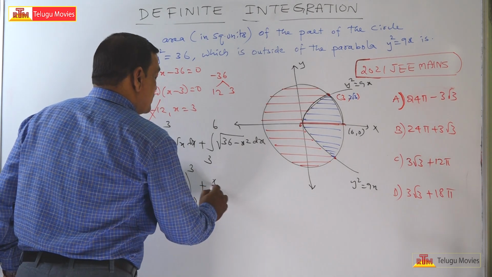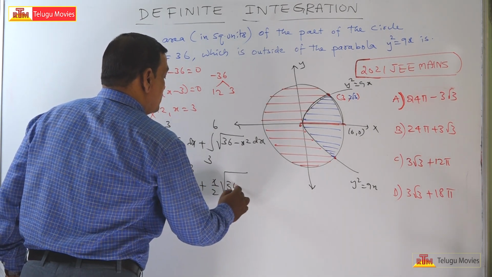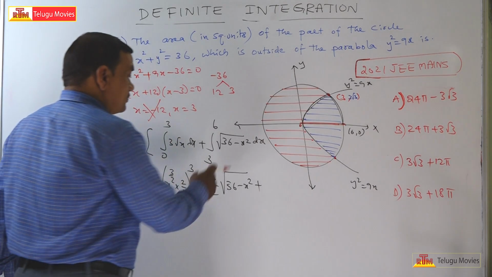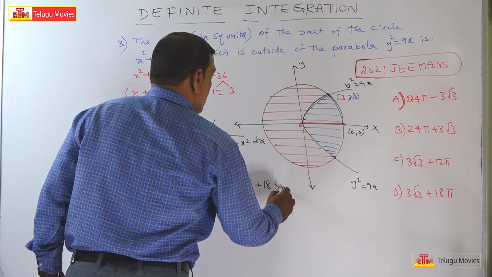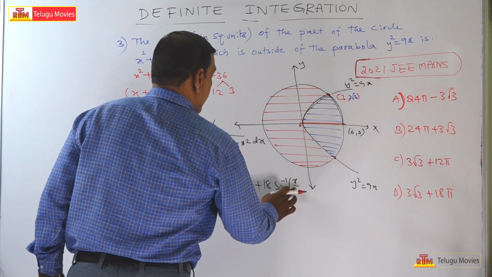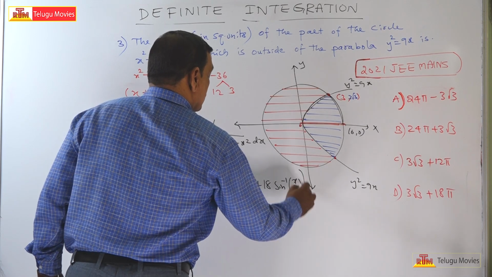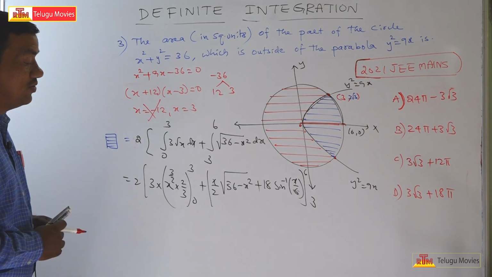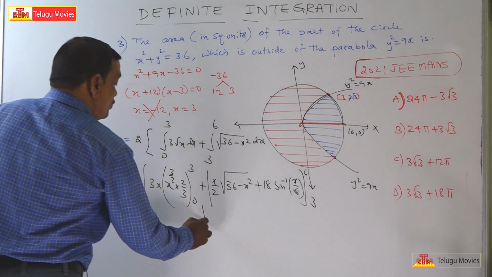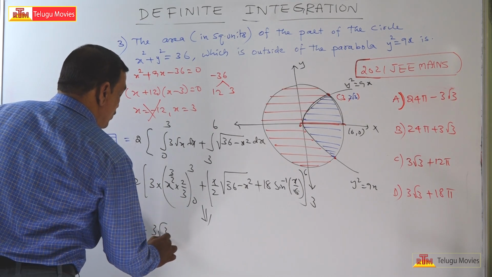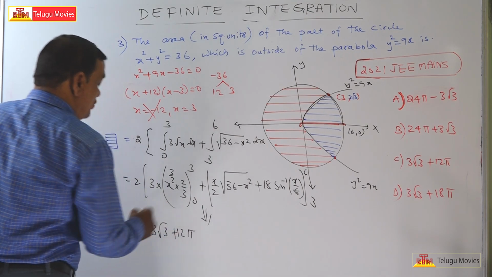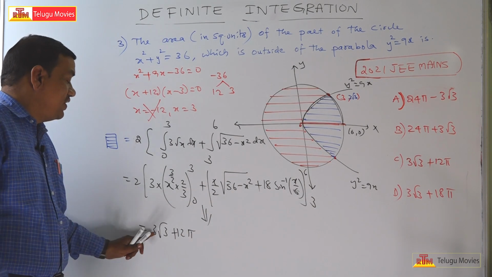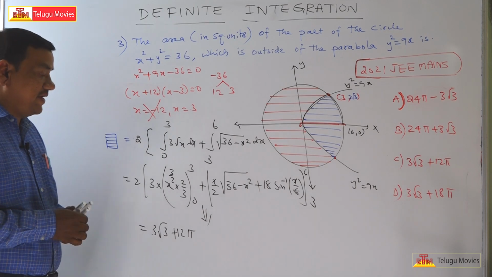is equal to x by 2 into root of 36 minus x square plus a square by 2, that is 18, into sin inverse of x by a, with upper limit, lower limit. If you calculate this, you will get the value. This is 3 root 3 plus 2 pi, 12 pi you will get. So you try to calculate this value. You will get 3 root 3 plus 12 pi.